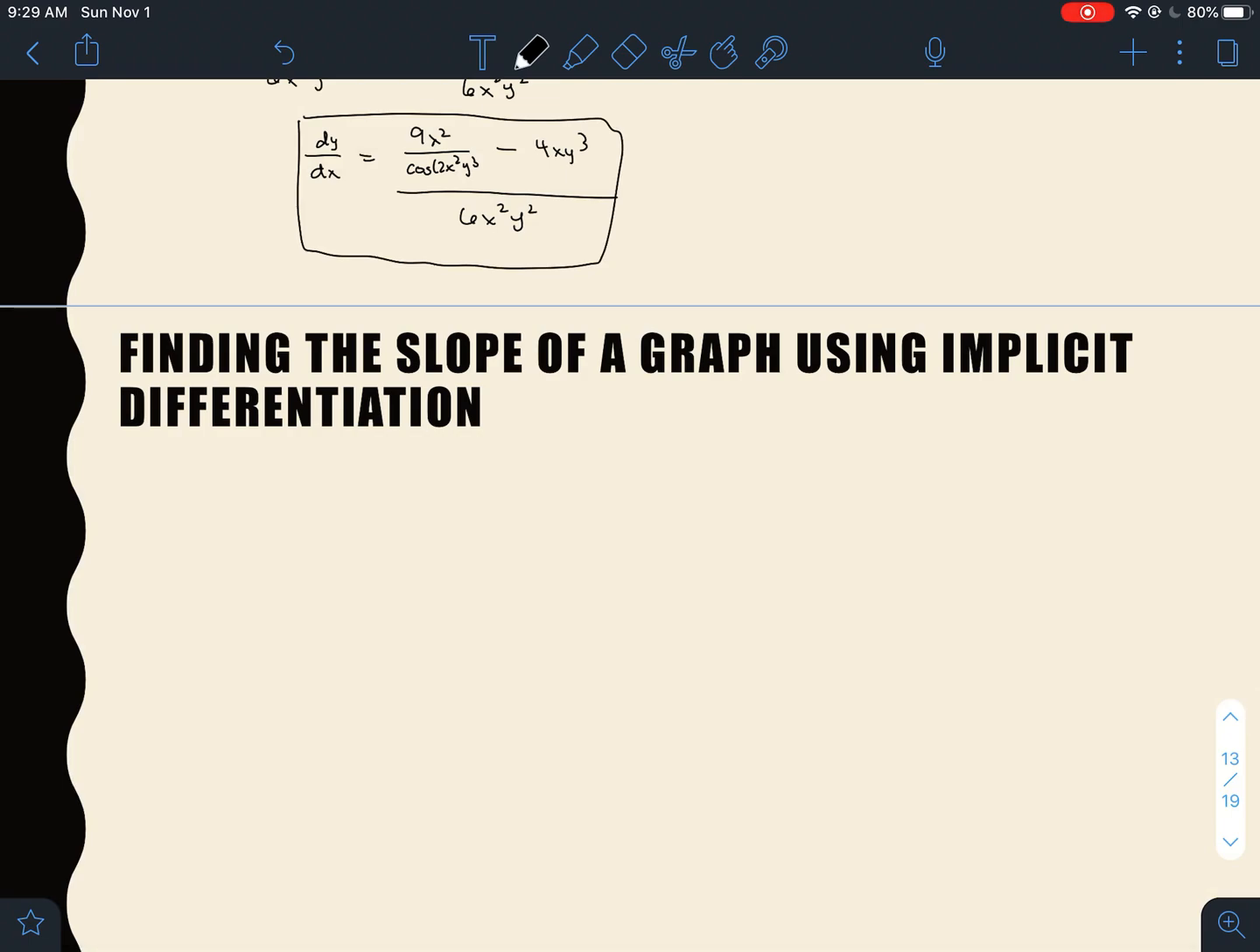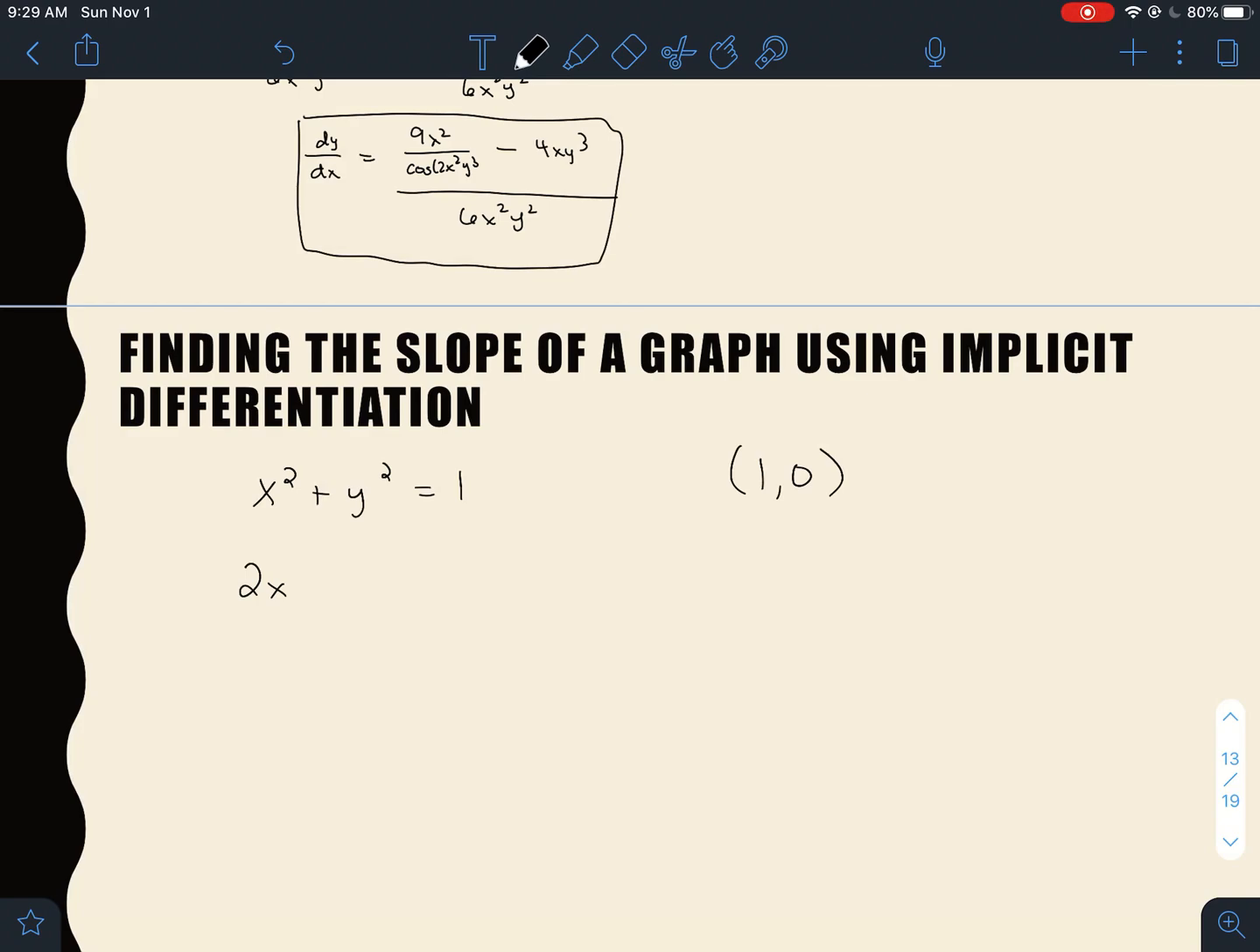All right. So what if we actually want to find the slope of a graph using implicit differentiation? Let's start with x squared plus y squared equals 1. And let's say I want to know what the slope of this line is at the point (1, 0). So what would be the slope of this graph at the point (1, 0)?